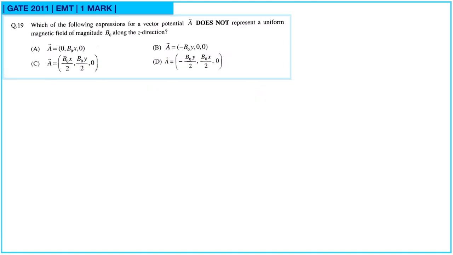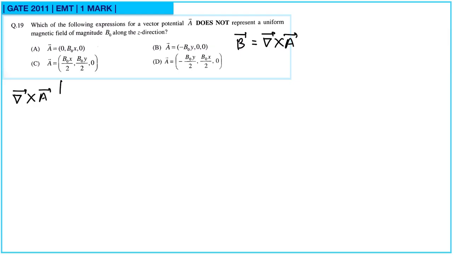Next question. Which of the following expressions for a vector potential A bar does not represent a uniform magnetic field of magnitude B naught along the z direction? So we know B bar is equal to del cross A. For each case we have to calculate this. So we'll do this one by one.